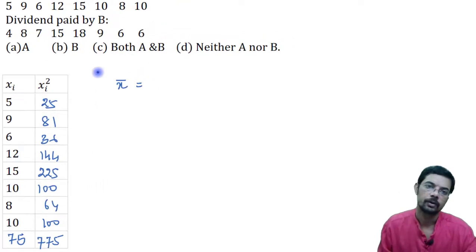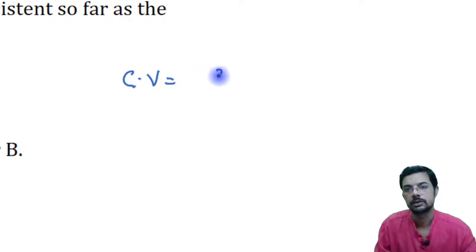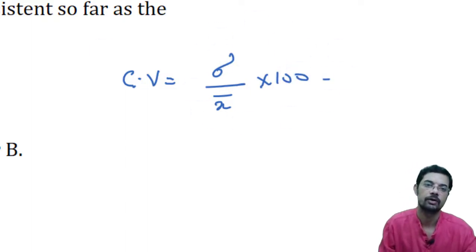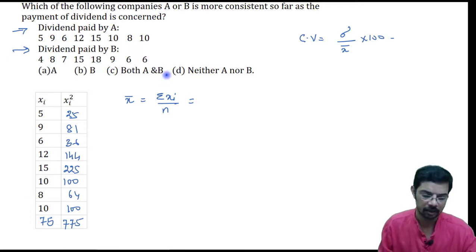Why X bar? Because coefficient of variation is equal to standard deviation divided by X bar into 100. This is what we are going to find for company A and company B. X bar will be equal to sigma xi divided by n. n is equal to 8. So we have 75 divided by 8, which will give you 9.375.